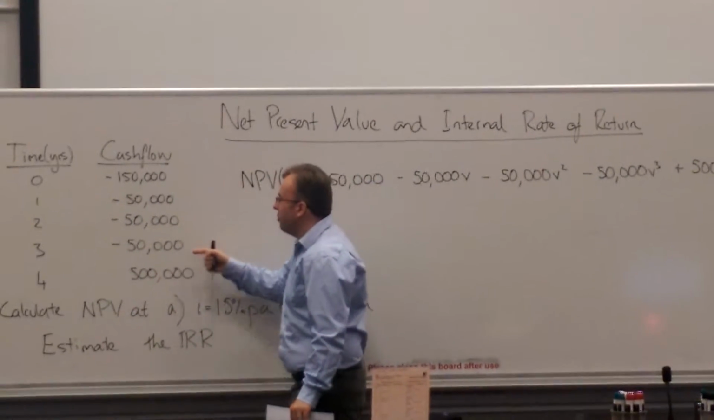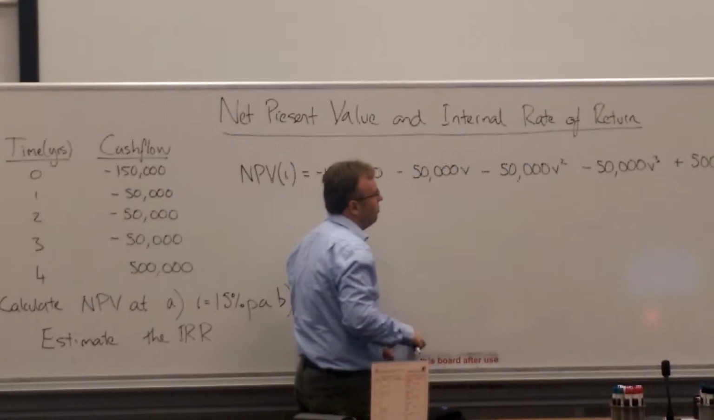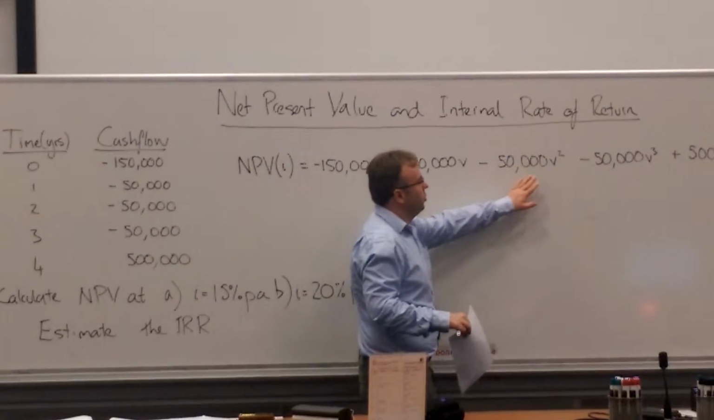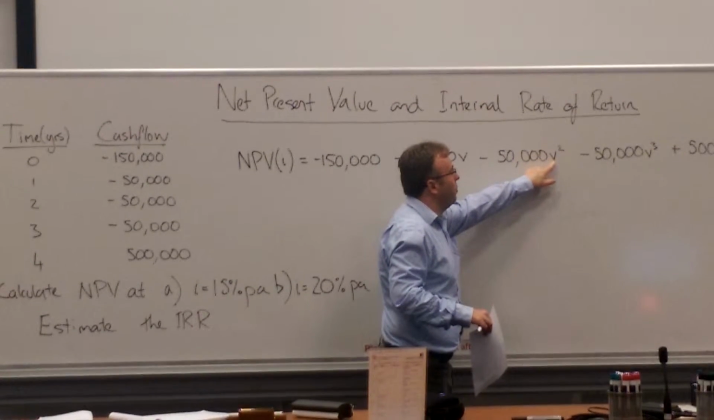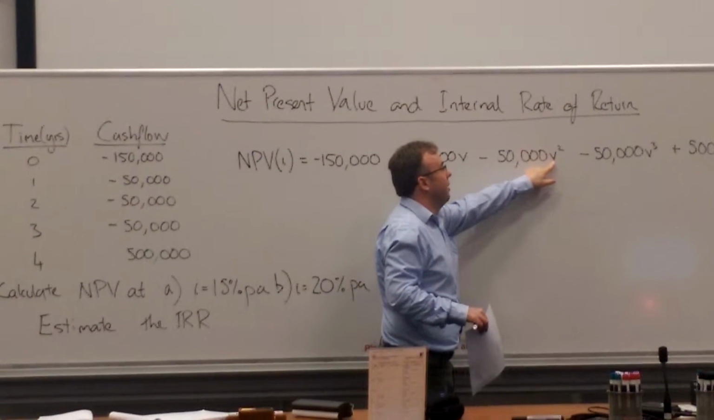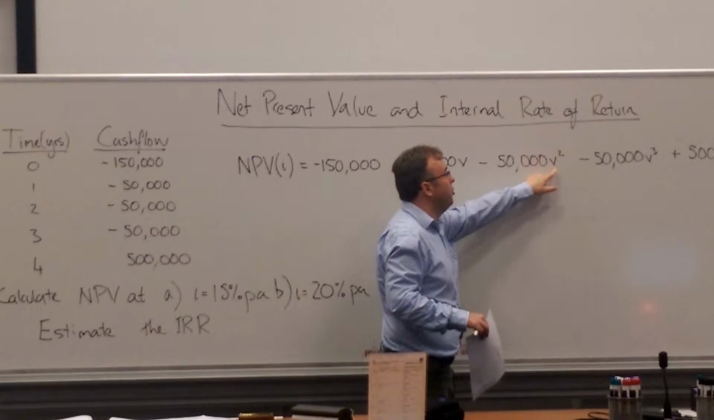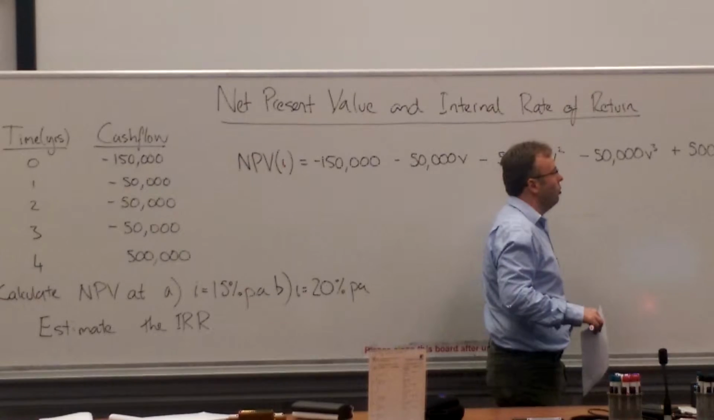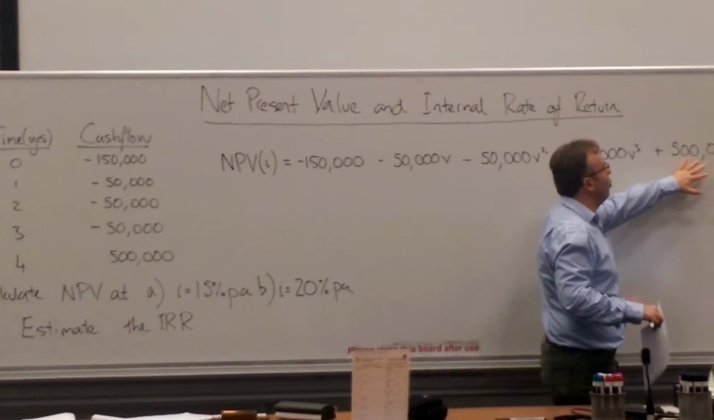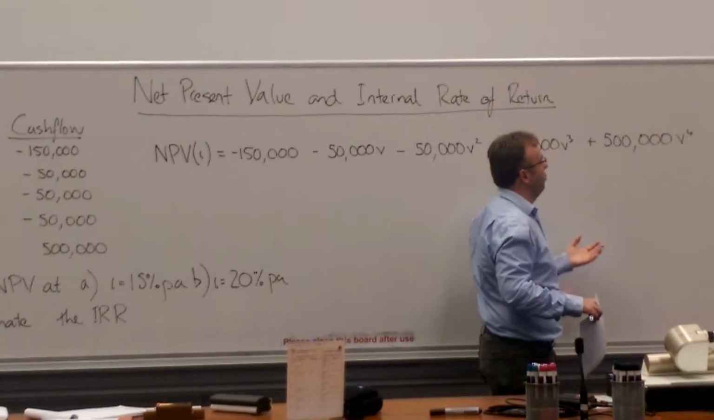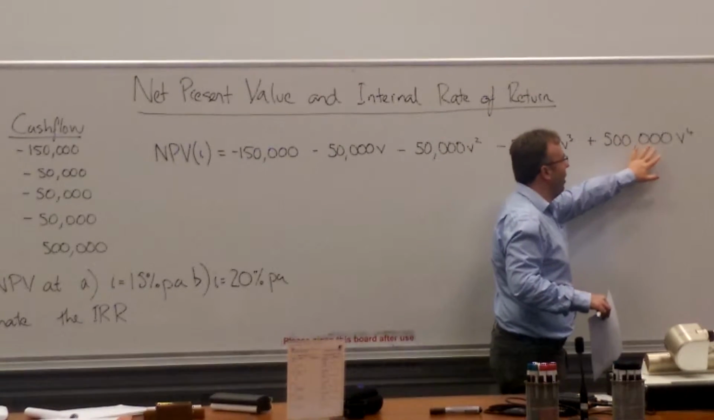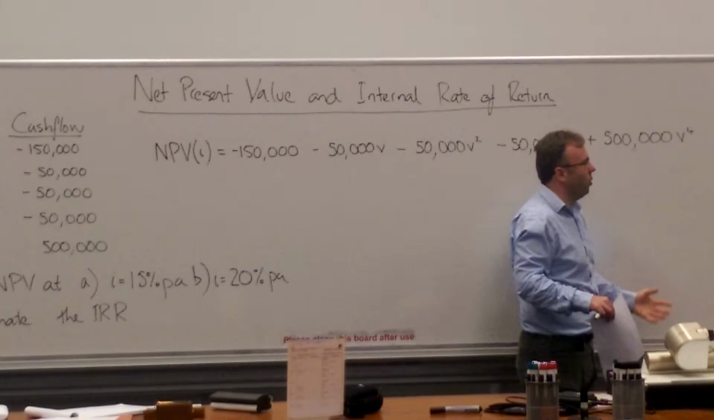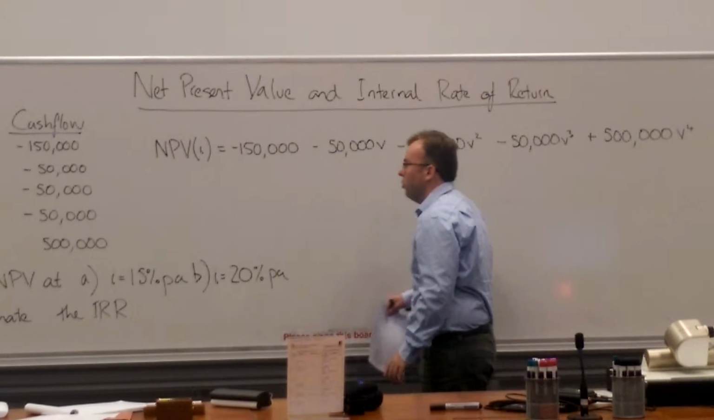After 2 years and after 3 years, we again have payments of £50,000, or negative cash flows of £50,000. So we have to multiply those by the appropriate discount factor, and for the payment at the end of 2 years, that's V squared. For the payment at the end of 3 years, it's V cubed. Finally, after 4 years, we have a positive cash flow, or we get a payment of £500,000, which we have to multiply by V to the power 4 in order to have the present value.